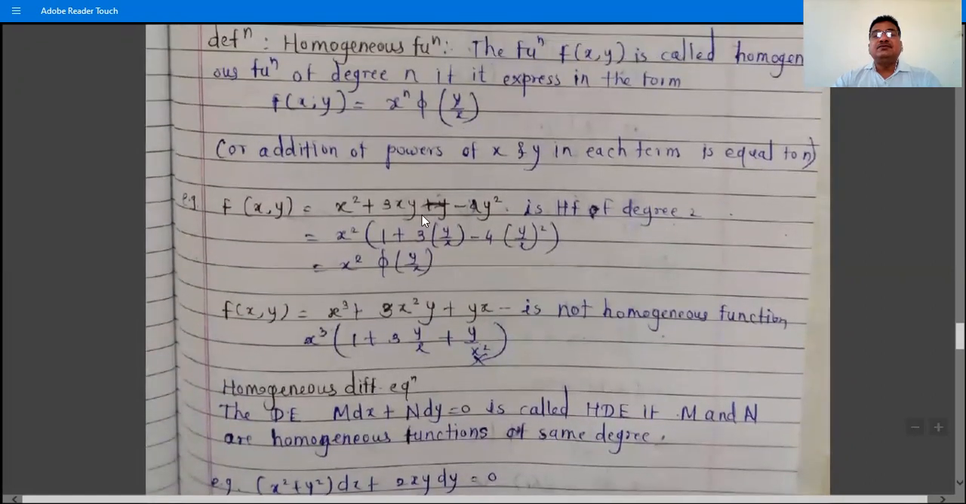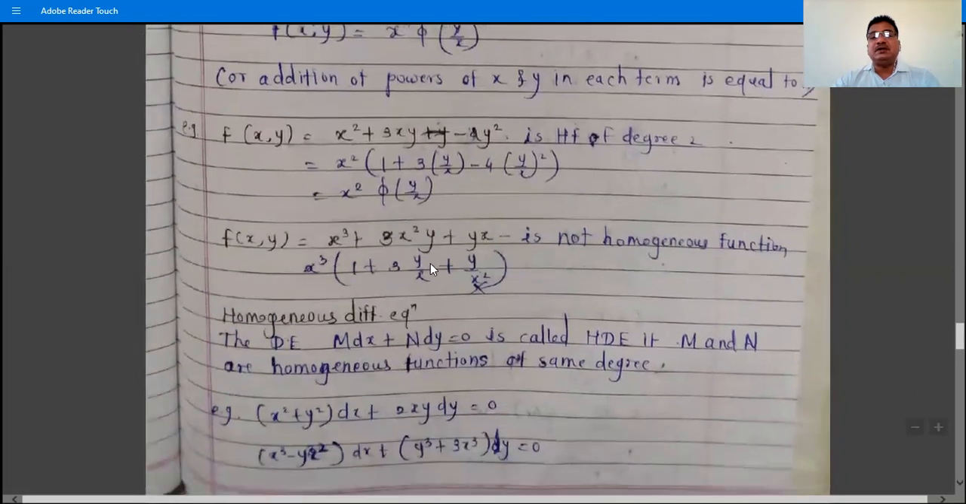Okay. So if we take x³ common from this, what do we have? 1 + 3(y/x) + (y/x)².